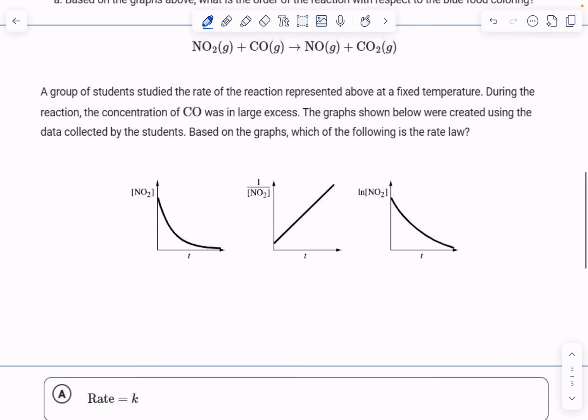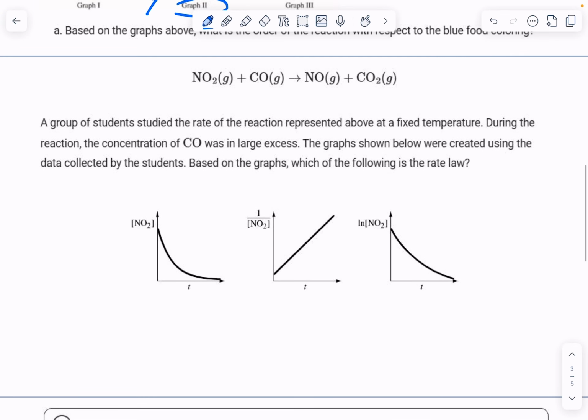Okay, looking at this next question, it's multiple choice, but we'll leave the answers for later. We've got a reaction with NO2 and CO combining to make some products. A group of students studied the rate of the reaction, represented above, at a fixed temperature. During the reaction, the concentration of CO was in large excess. The graphs shown below were created using data collected by the students. Based on the graphs, what is the rate law?